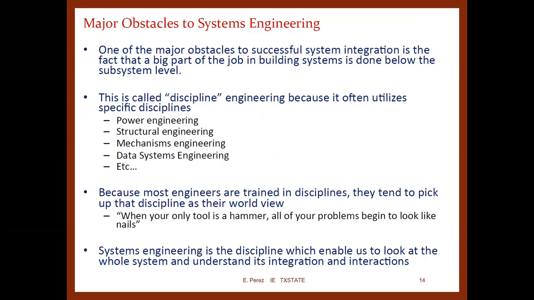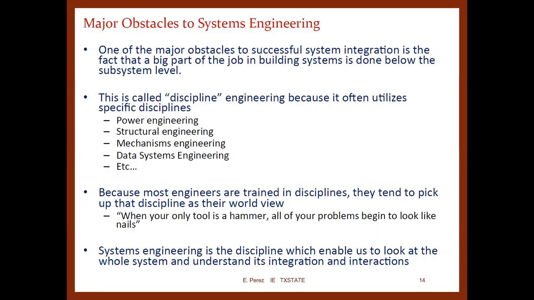So one of the major obstacles to successful systems integration is the fact that a big part of the job in building a system is done below the subsystem level. And we're going to talk about this later on. So we have different levels. As I mentioned already, we look at the problem from a macro perspective, but at that top level, we know that there are multiple levels under that. One of those levels is the subsystem level.